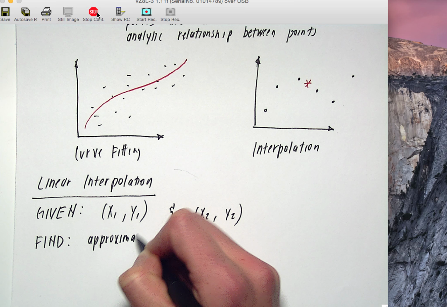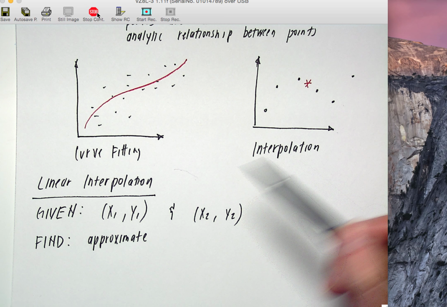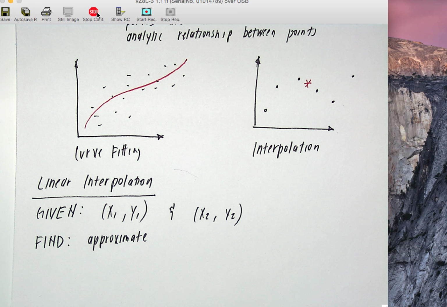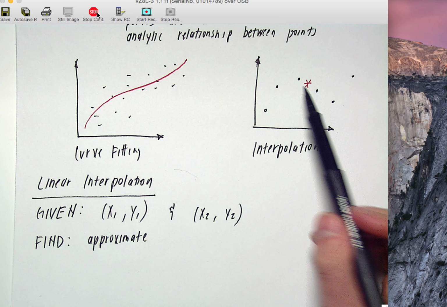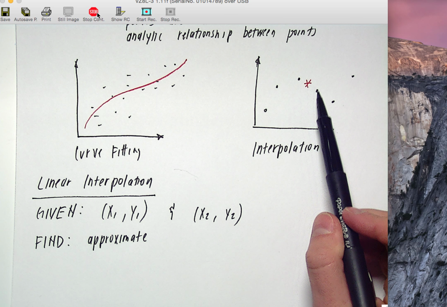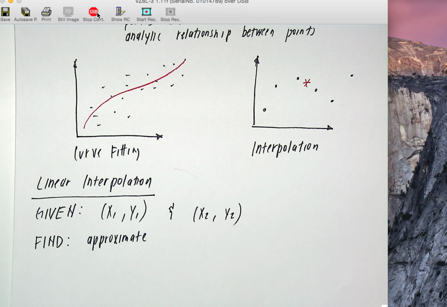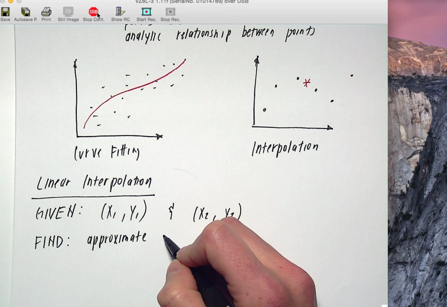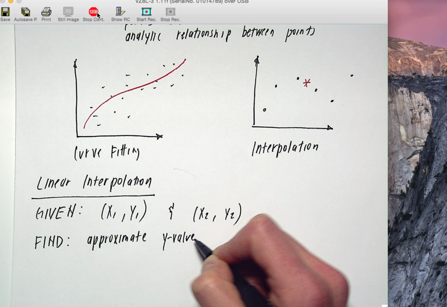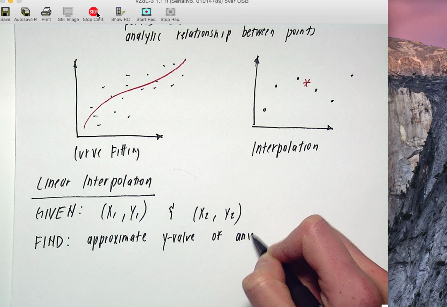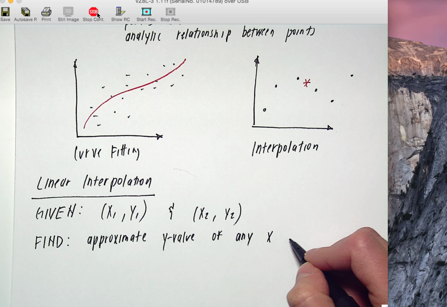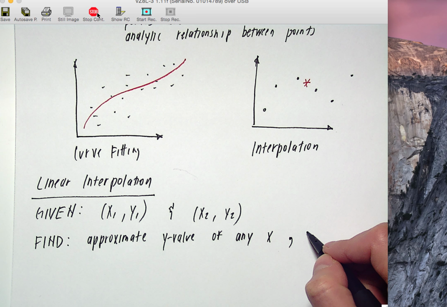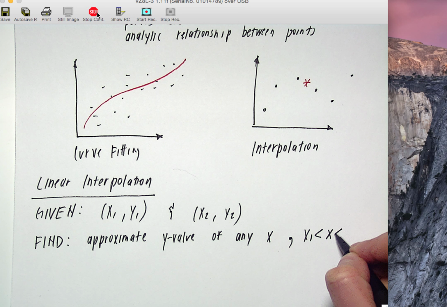So what we're saying is that we have two data points. We're going to call them x1, y1, x2, y2. So imagine it's like these 2 points right here on either side of the red point. And we're trying to approximate the y value for any x that is between the 2 points that you're interpolating from. So the only requirement is that the 2 points bracket the x point.